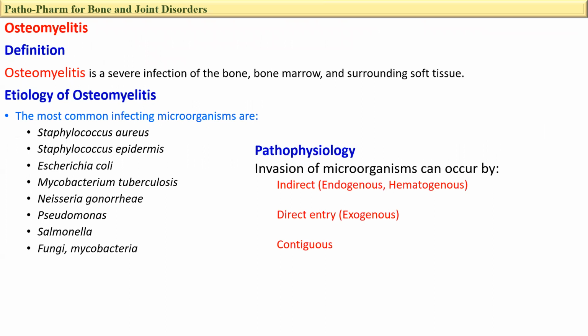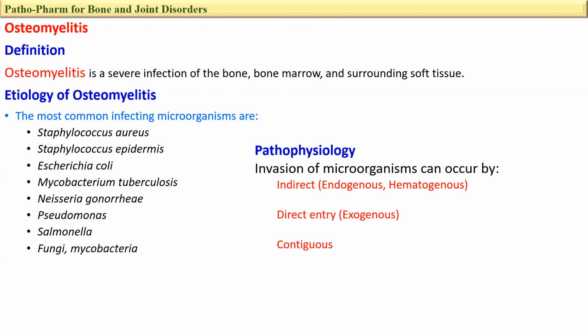Osteomyelitis is a severe infection of the bone marrow or the surrounding tissue around the bone, the soft tissue around the bone. Now, the etiology and pathophysiology: the pathophysiology is when there is any invasion of the microorganisms listed here on this slide, and that's all bacterial here.